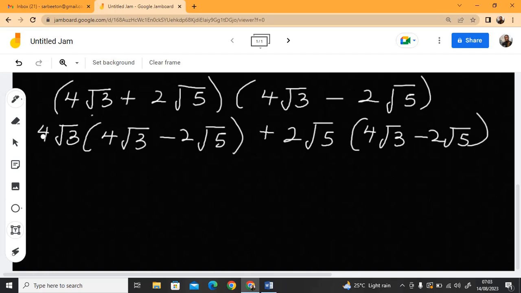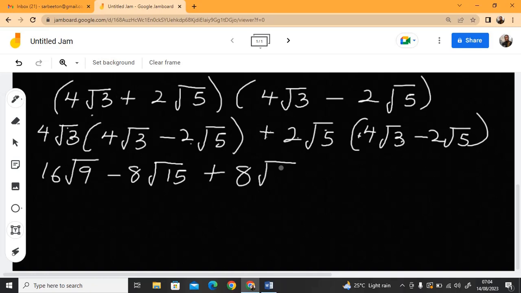So let's now multiply. 4 times 4 is 16. Root 3 times root 3, it's 3, but let's make it easier for ourselves, that is root 9, right? 4 times minus 2, that is minus 8, right? Root 3 times root 5 will give us root 15. So we are done with this side. Let's move to the next one. This is plus times 4, that is plus. There's an invisible plus there. Plus times plus is plus. 2 times 4, it is 8, right? Root 5 times root 3 is root 15.